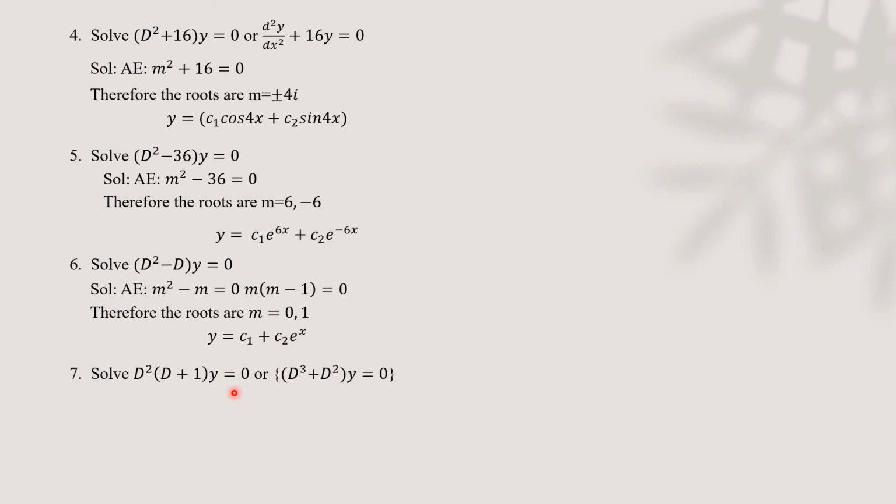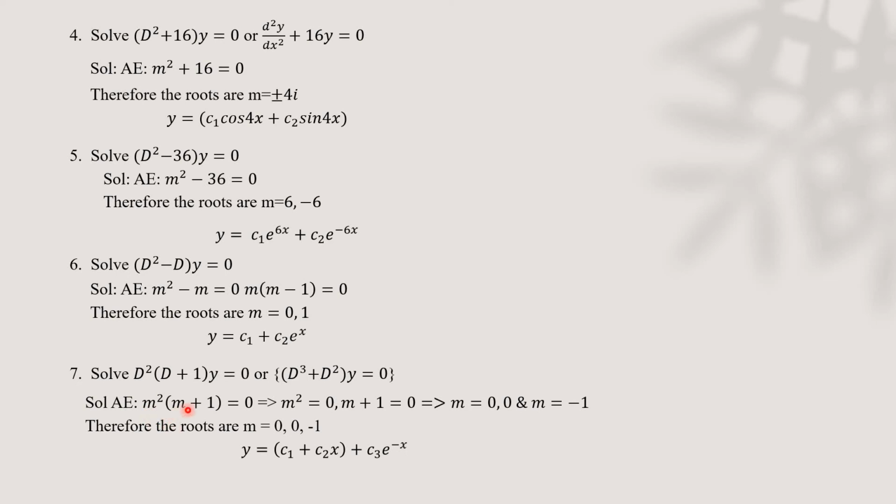They can also ask the problem like this. Find the roots of the equation given in the form d square times (d plus 1) on y, or d cube plus d square on y equal to 0. When they give this, you can directly write the auxiliary equation as m square times (m plus 1). So you'll get the roots as m equal to 0, 0, repeated zero roots, and another root as m equal to minus 1.